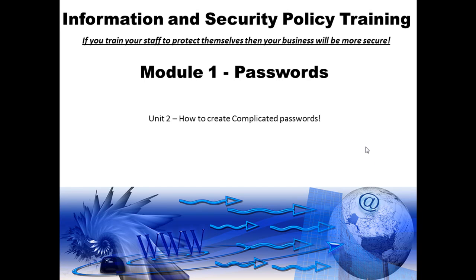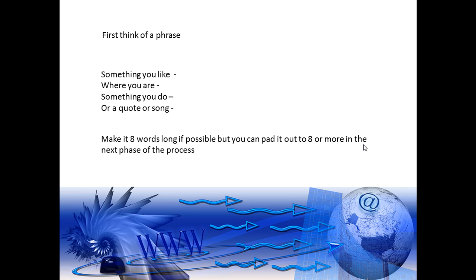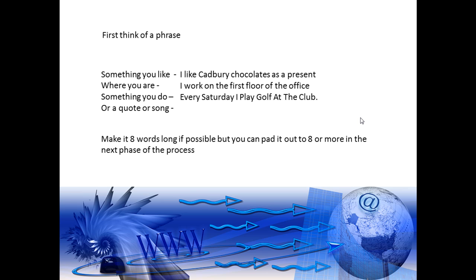Module 1, Passwords. Unit 2, How to create complicated passwords. First, think of a phrase. Something you like. I like Cadbury chocolates as a present. Where you are. I work on the first floor of the office. Something you do. Every Saturday I play golf at the club. Or a quote or a song.